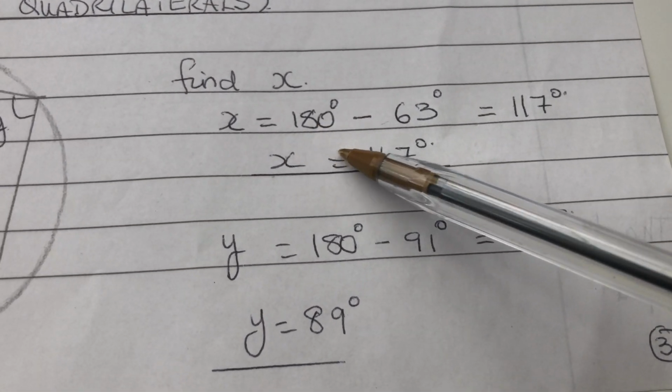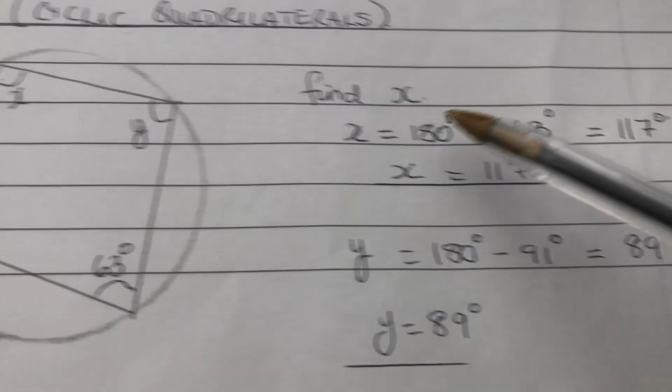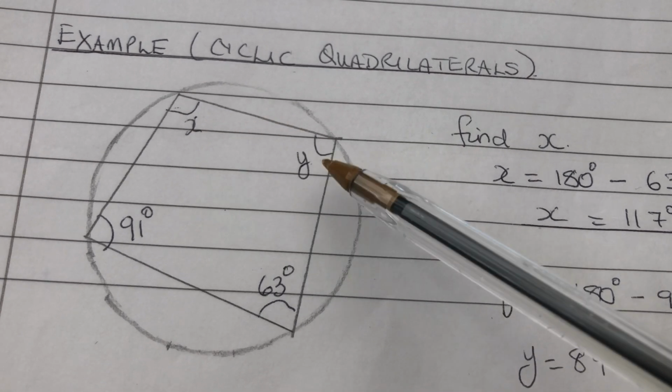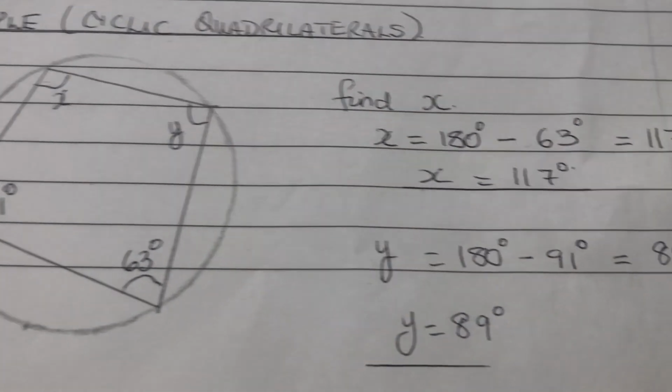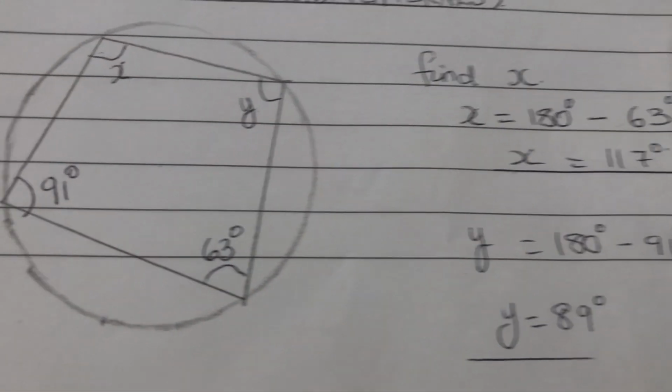So 180 minus 63 is 117. So that is x here, that one. Okay. And y will be 180 minus 91. That will be 89. Okay.